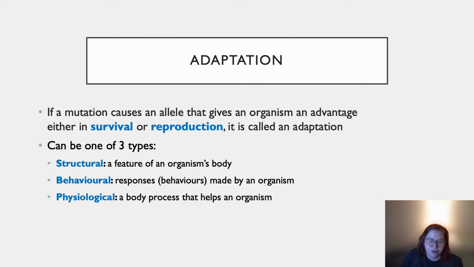The first is structural, which is when a feature of an organism's body gives them an advantage. It could be behavioral, where their response to certain situations or behaviors made by an organism give them an advantage. Or they could be physiological. Physiological has to do with a body process or body chemistry. And if this gives an organism an advantage in survival or reproduction, it is an adaptation.